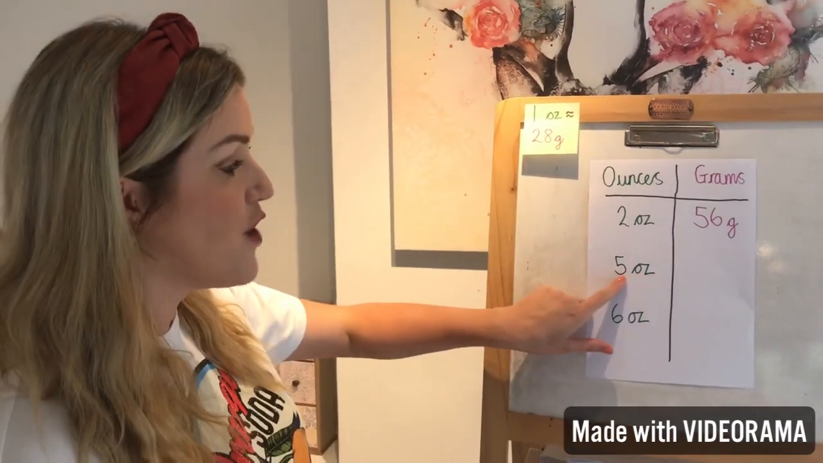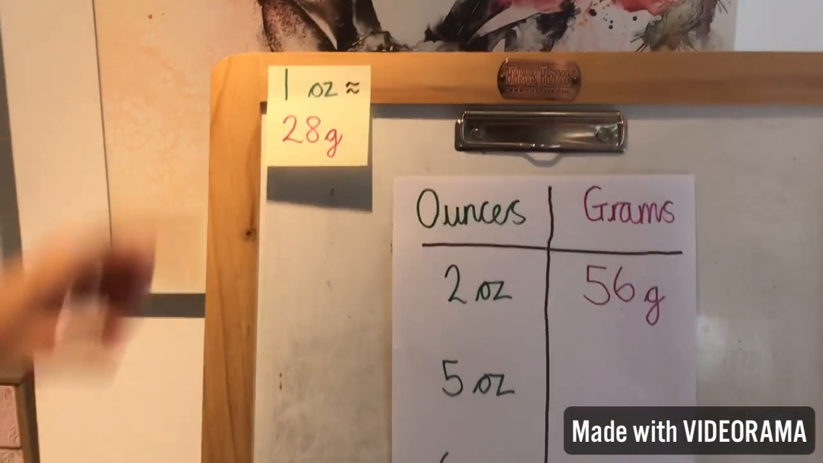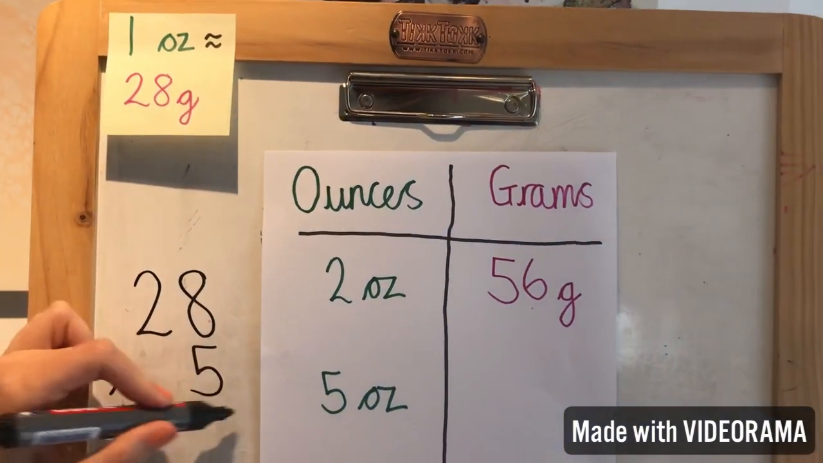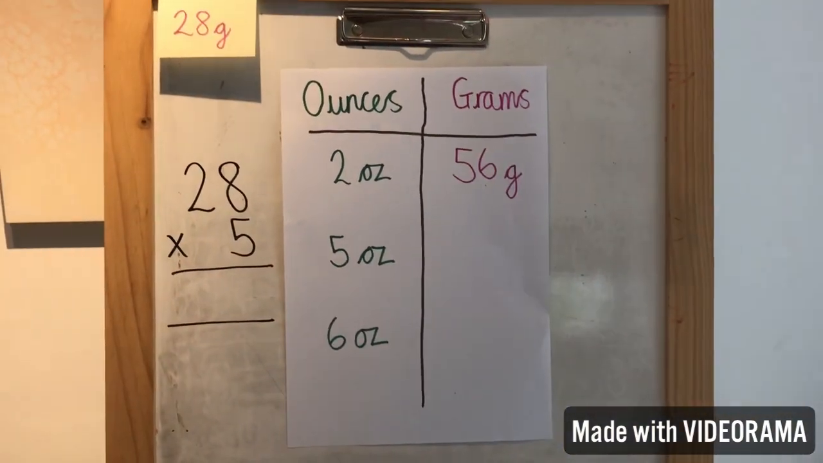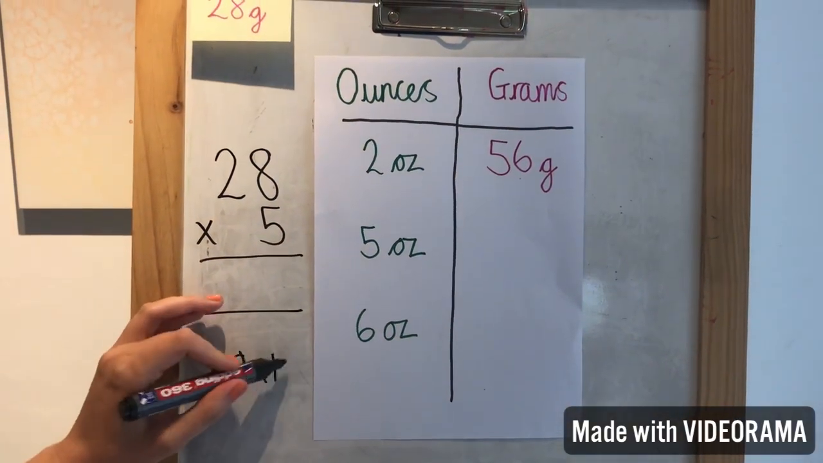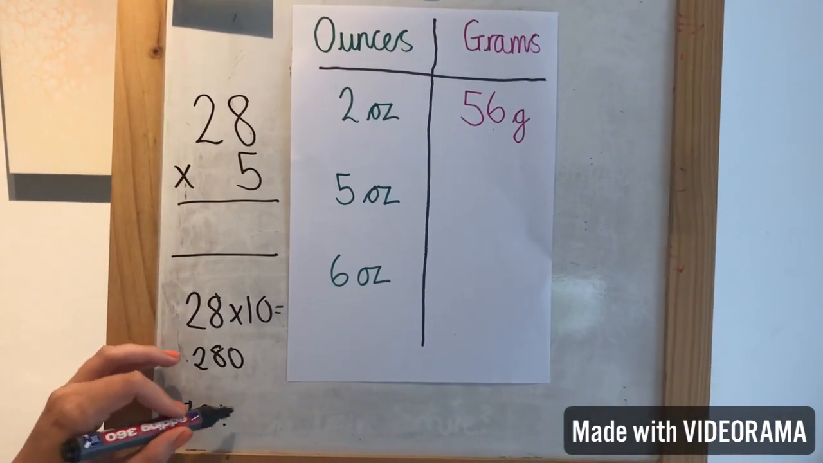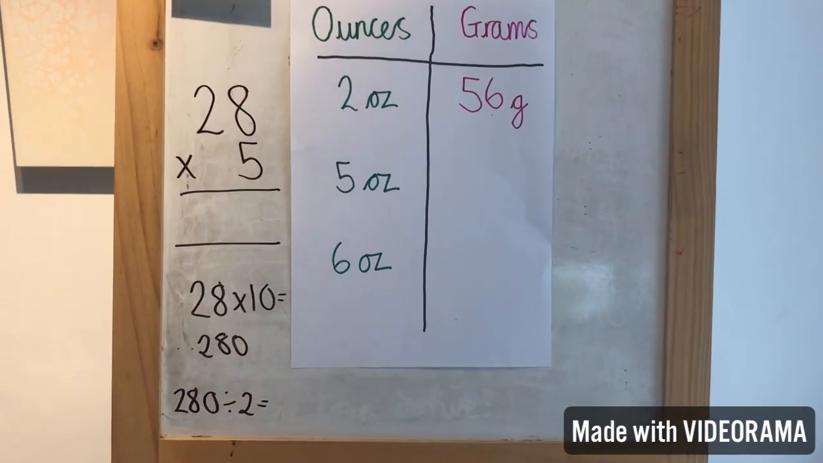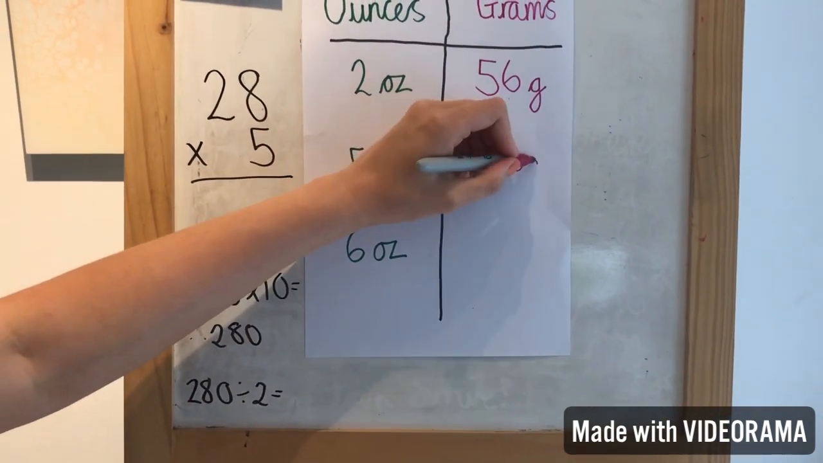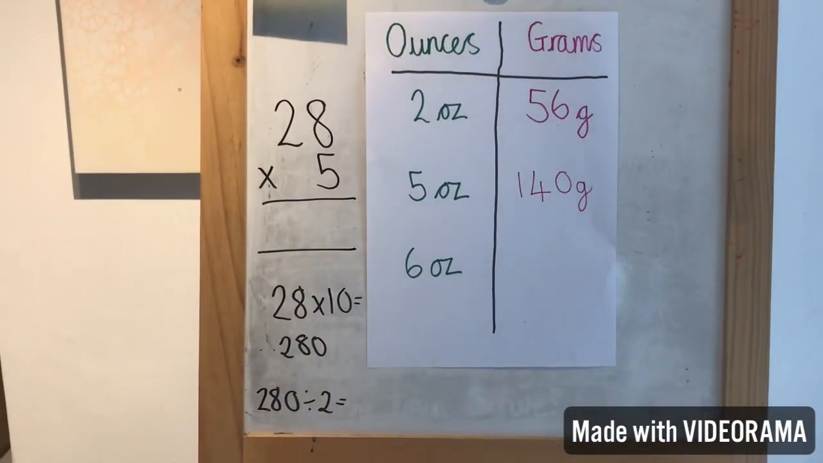Okay, so to work out what 5 ounces is in grams, we know what 1 ounce is. 1 ounce is 28, so to work out 5 ounces, we can do 28 times 5, and we can work that out using short multiplication, or we can do 28 times 10, which we can use our magic maths for, and then we can halve it. Okay, so 5 ounces should be 140 grams.